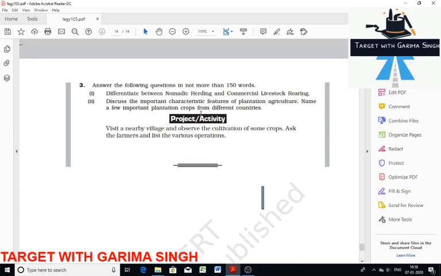Next is discuss the important characteristic features of plantation agriculture. Name a few important plantation crops from different countries. So originally introduced by Europeans in colonies situated in the tropics, plantation agriculture is distinct from other kinds of agriculture practice because of its specific features. The characteristic features of this type of farming are, first, a profit oriented large scale production system. Large estate plantations, huge capital, totally market oriented scientific method of cultivation.